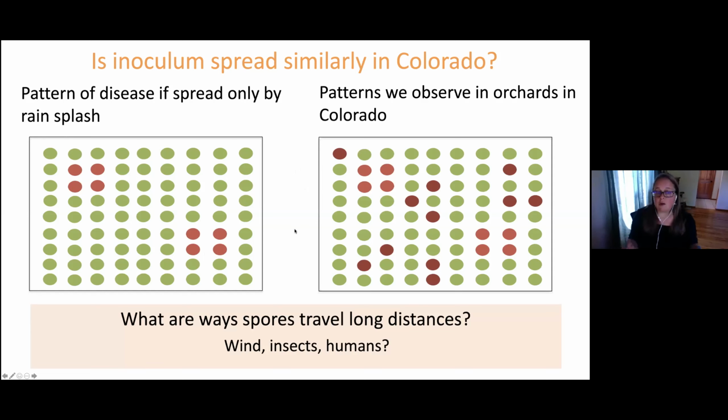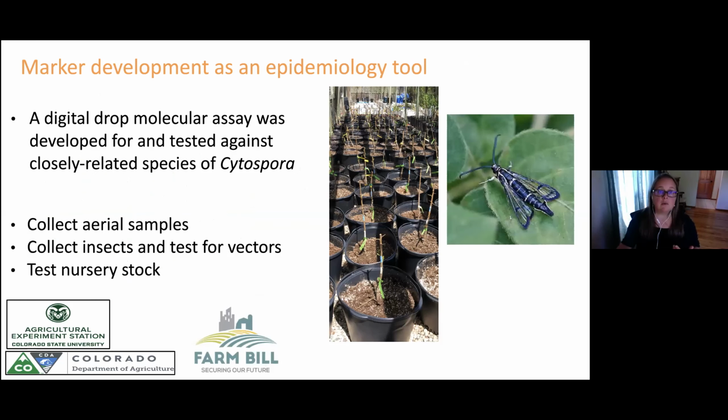So basically the question is, how do spores travel long distances? Is it through wind, insects, or humans? What we've done so far, and this work isn't completely finished yet, is we developed a digital droplet molecular assay. It's basically where we can take a branch tissue or an insect and molecularly detect whether or not we have Cytospora florivore on the samples.